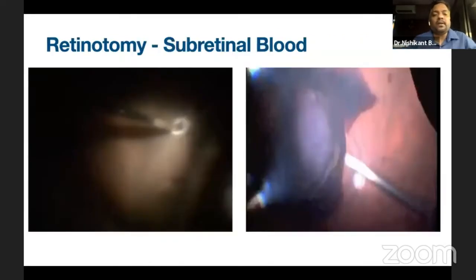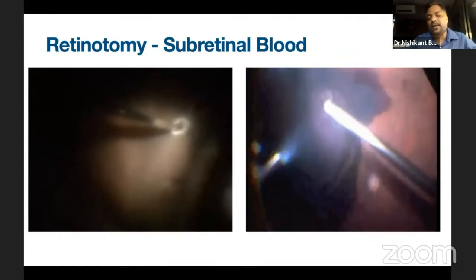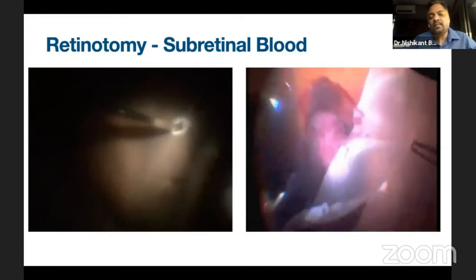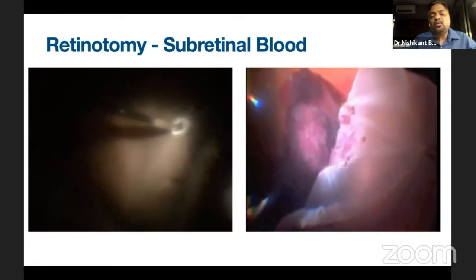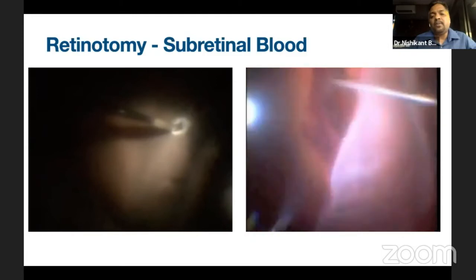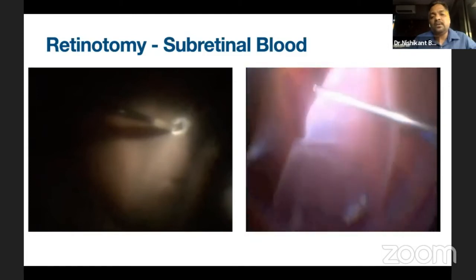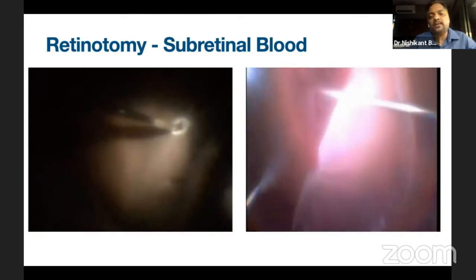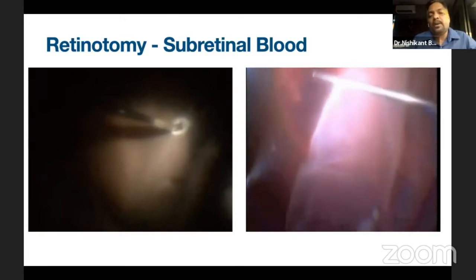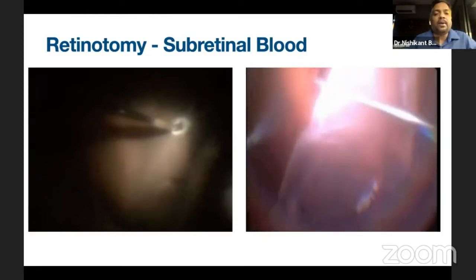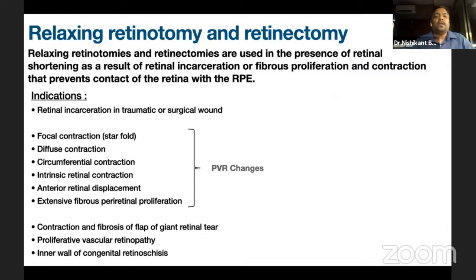A subretinal blood can be a massive hemorrhage. The other one, on the right, is by Manish himself, where there's a large subretinal hemorrhage, and you can do a retinotomy and excise or remove the hemorrhage under it. So these are retinotomies done to gain access to the subretinal space, to remove blood, subretinal fluid, bands and scars that lie in the subretinal area.